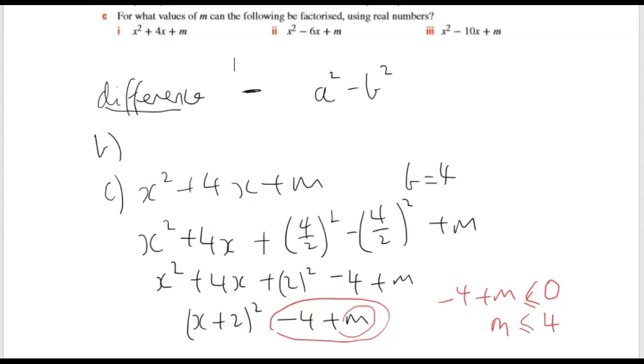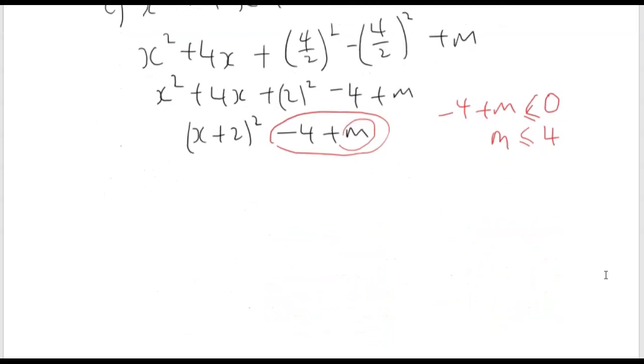If m was 4, it makes this part 0, so -4 plus 4 gives you 0. If it was 3, it would be -4 plus 3, which still gives you a negative number, -1. If m was 0, which is less than 4, -4 plus 0, you still have that negative there. So m can be anything less than or equal to 4.